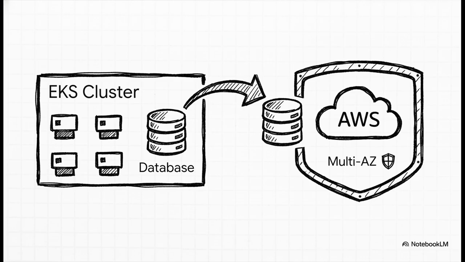But here's the real pro move. For your most critical, stateful stuff, we're talking production databases, the most resilient architecture is to just move it outside the cluster completely. Use a managed service like Amazon RDS with multi-AZ turned on. Let AWS deal with that heavy lifting.